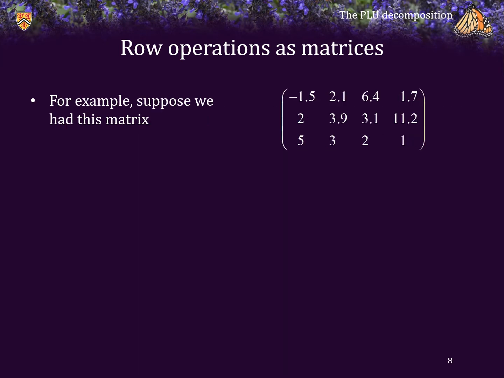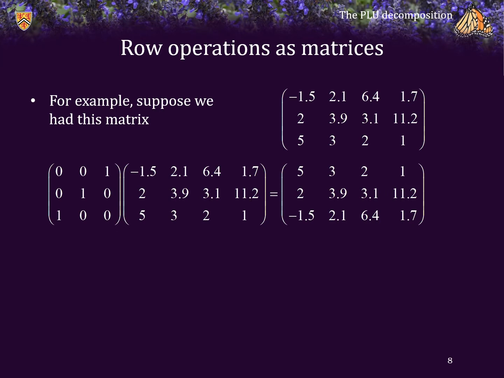So for example, suppose we have this 3 by 4 matrix, and we were to apply Gaussian elimination with partial pivoting. The first step we would take is to swap rows 1 and 3. Well, that's the same as multiplying on the left by the matrix that you see there. That matrix swaps rows 1 and 3. And the result now is on the right-hand side.